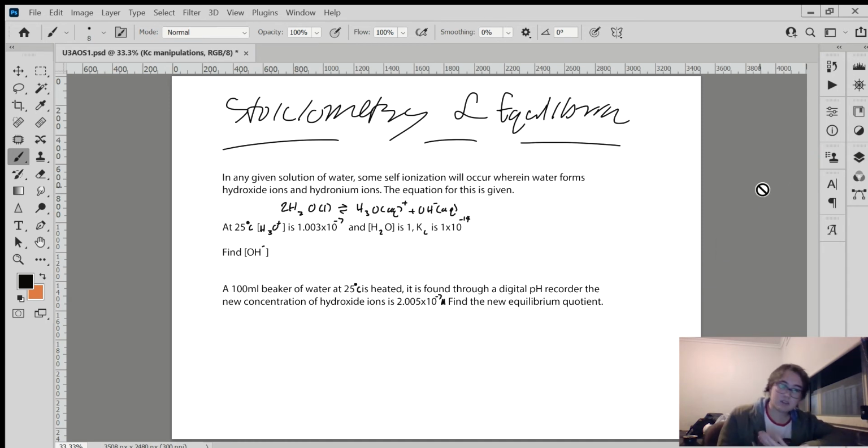Now, for the fun part, stoichiometry and equilibrium. This is just an example question that helps us find how to manipulate K of C and work around it with the concentrations.